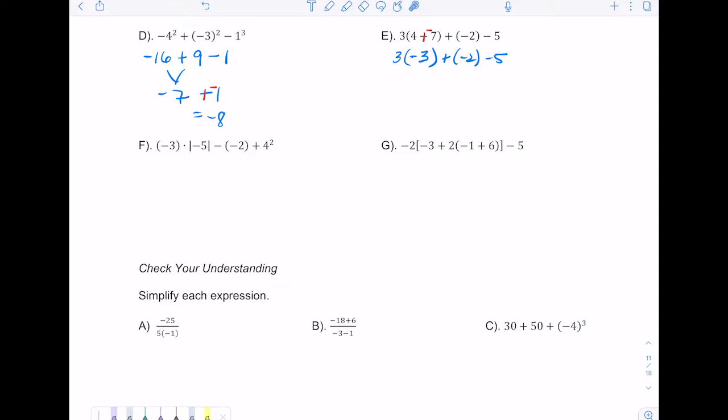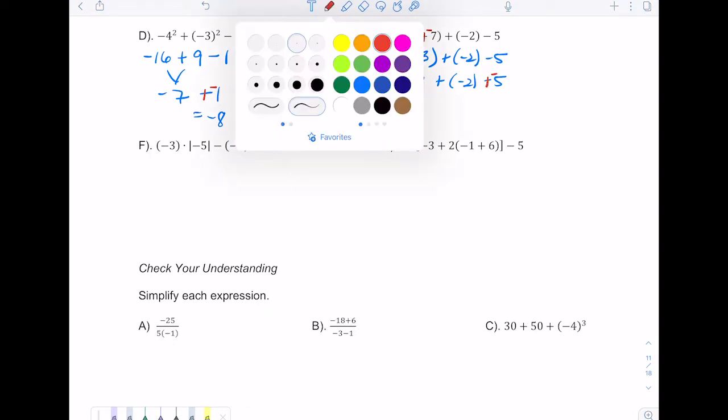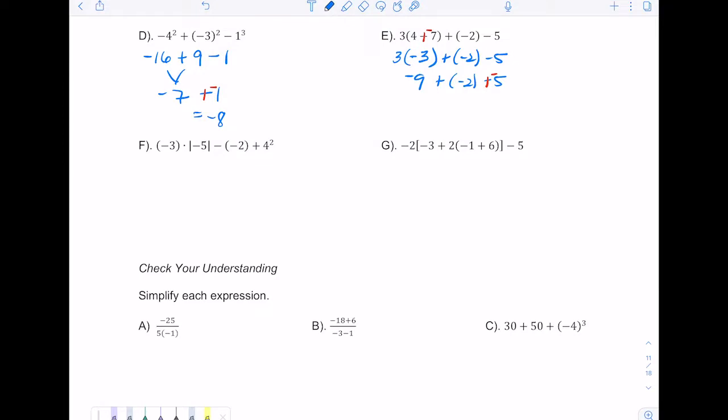I need to use order of operations. I've got to multiply first. 3 times -3 is -9. I'm going to bring everything else down. And now I've just got pluses and minuses next to each other. Just remember, when you're subtracting, change the minus to a plus, change the sign of the second number. So now I have -9 plus -2, which is -11, plus -5. Again, I'm adding two signs that are the same, so my final answer is going to be -11 plus 5 is 16.